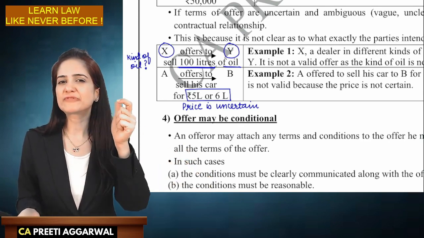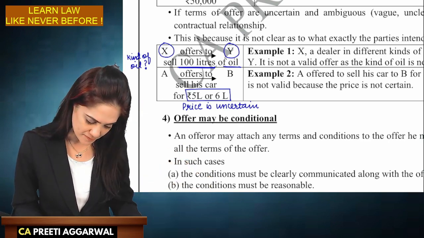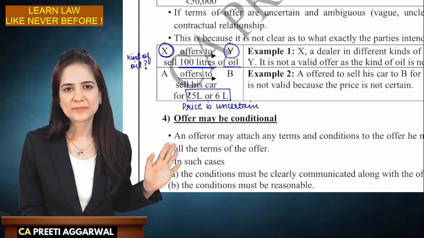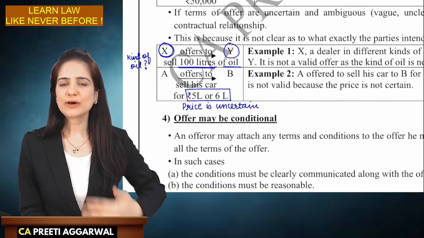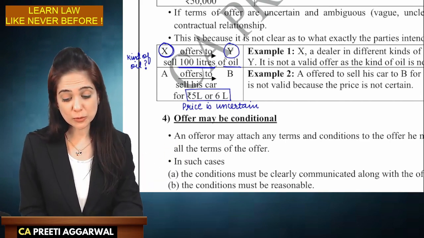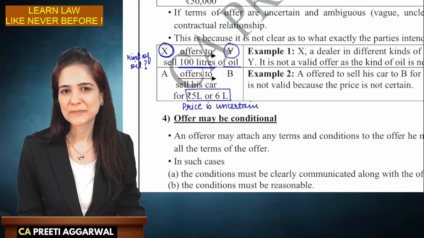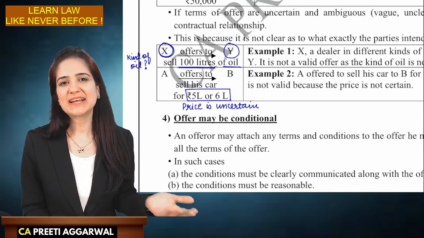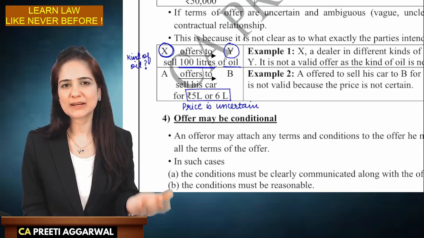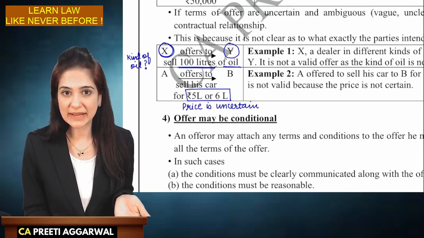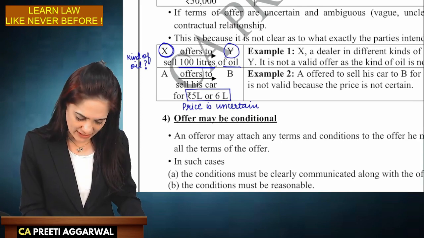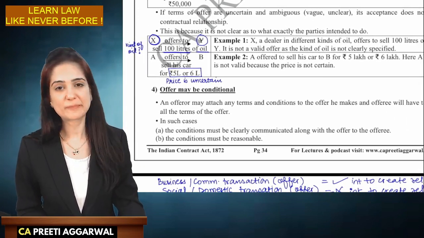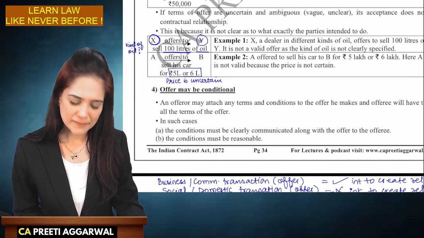What if I make some variation here? What if I make some changes? X deals in only one kind of oil, coconut oil. And he offers to sell 100 liters of oil to Y. Now, will this be a valid contract? Will this be a valid offer? Yes. Since he is dealing in only one kind of oil, we are very clear about the kind of oil that he is intending, yes? So in that case, the offer will be a valid offer. If accepted, it will be a valid contract.